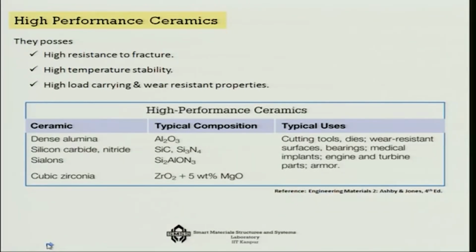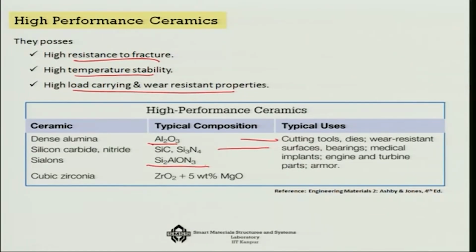Now, there are certain high performance ceramics which have a high resistance to fracture and temperature stability, high load carrying and wear resistant properties. For example, dense alumina, which is used in cutting tools, dies, wear resistance. Then silicon carbide or silicon nitride is used for surface bearings, medical implants. There is another product which is known as sialons.